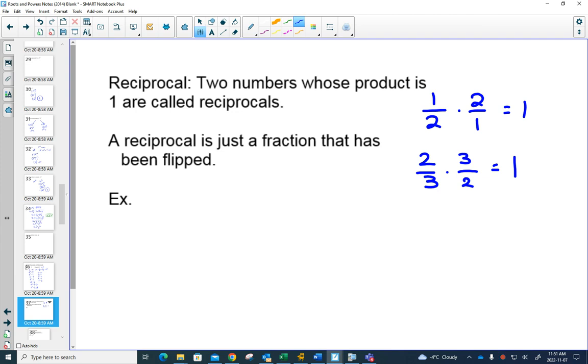And you've heard this word reciprocal before, because when you divide fractions, the rule is you multiply by the reciprocal, or you flip the bottom fraction, right? And this idea of flipping our bottom fraction, here, let's do one more. What would the reciprocal of 5/7 be? 7/5. And if you multiply them together, you get 1.